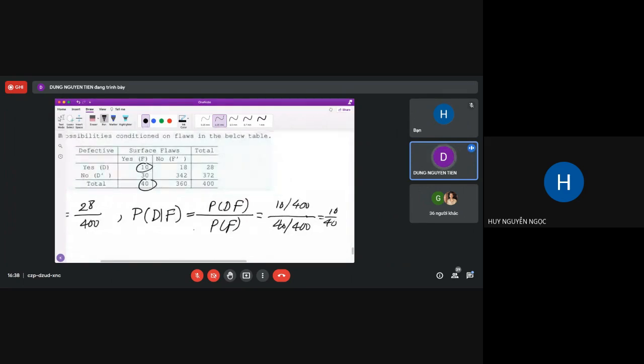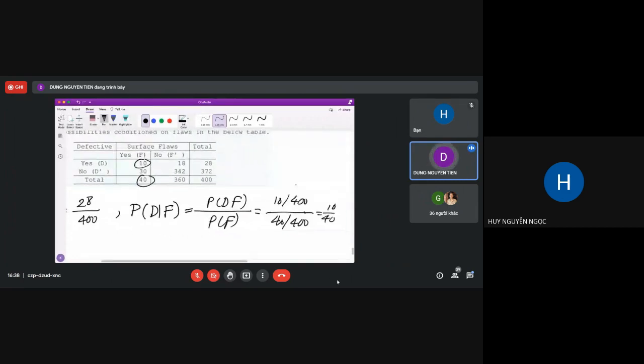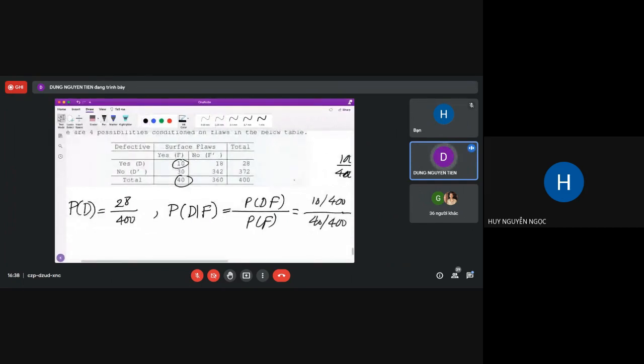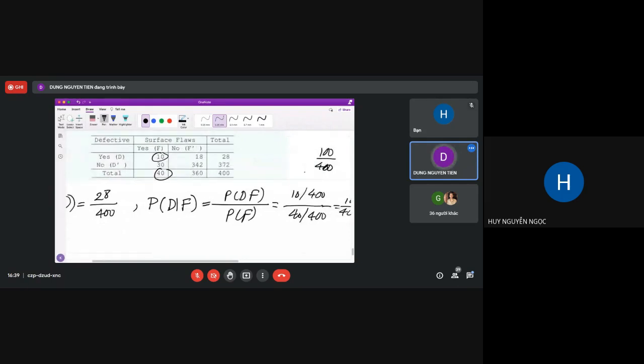Or let's say 100 over 400, right? If you have no information about the surface, then the probability that it is a defective item is only 28 over 400. But if you find some flaws on the surface, then it is 100 over 400. So the chance is about 4 times. All right.